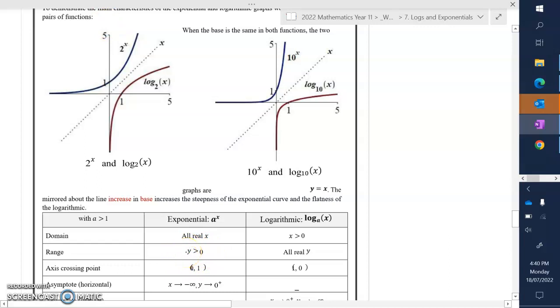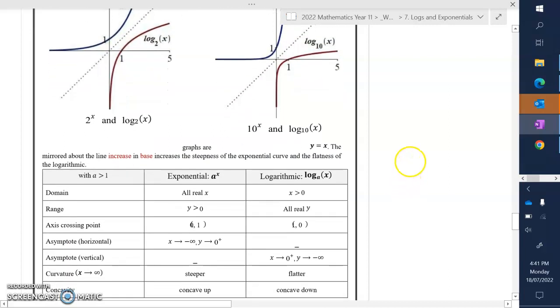But for our logarithms, have a look at what's happening in our red graphs. Our logarithms can take any value of y, so our range is all y values. Now our axis crossing point. Remember, our axis crossing point for our exponentials happens here and here, so that's the point (0, 1). For our logarithms, it's (1, 0).